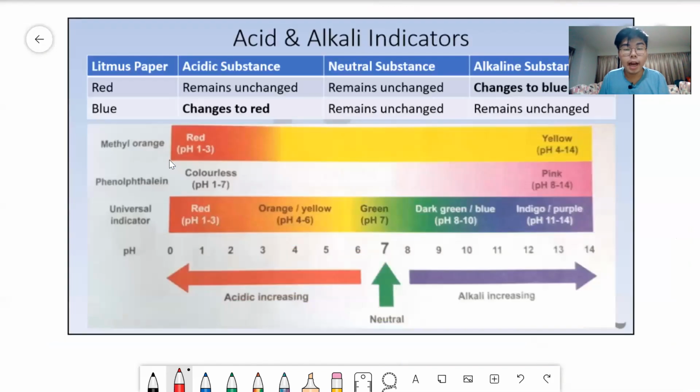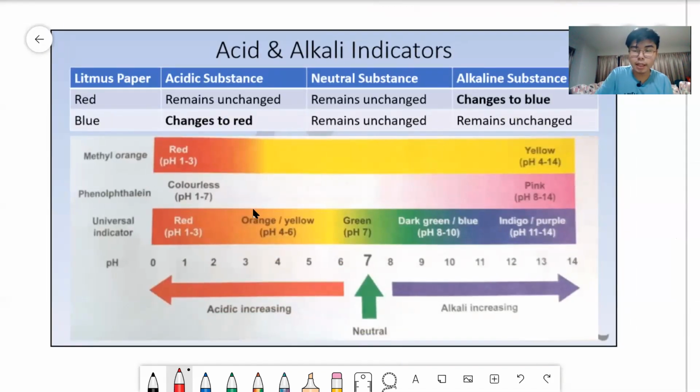All right. So this one here, please look at here. This is the universal indicator. All the way from the acidic side, red color, it will slowly turn orange, slowly turn yellow, slowly turn green. It will be exactly green at 7. Then it starts to have dark green, blue, darker blue, indigo, purple. Actually, all the colors in the rainbow are inside the universal indicator.